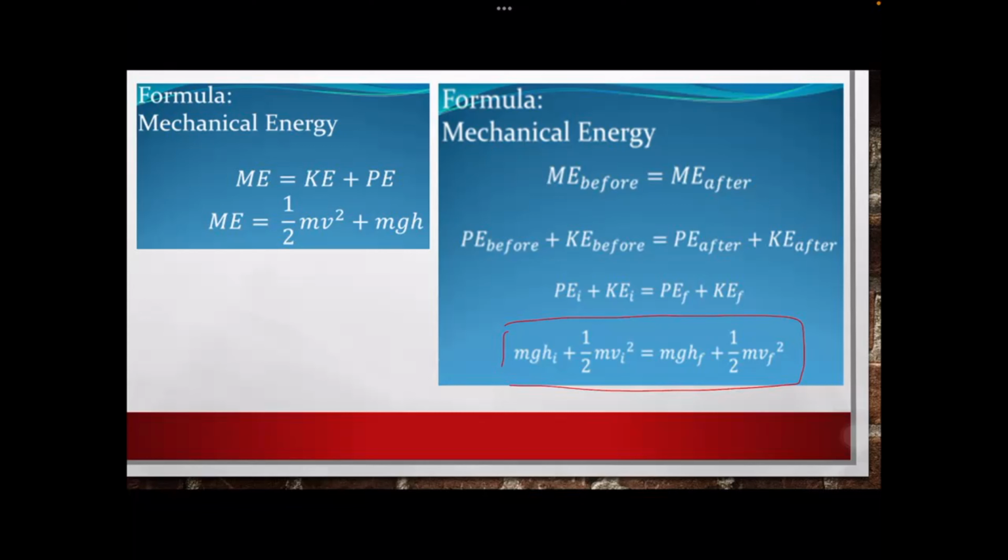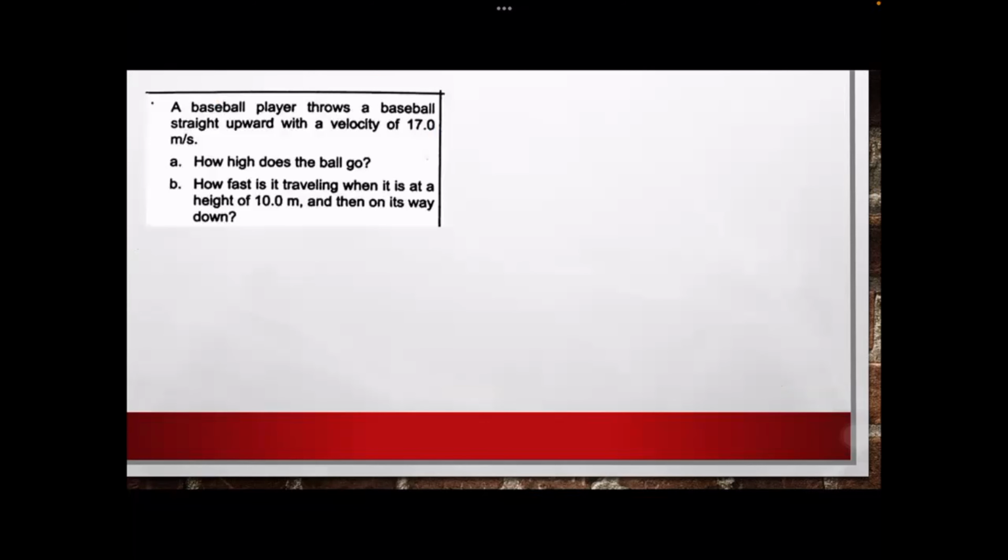Now, in this formula, kung wala yung given sa problem, then we have to eliminate the variable. Not really the formula. We have to eliminate the variable kung wala sa given yung hinahanap para mapabilis lang yung pag-solve. So, yun po. Example natin dito, a baseball player throws a baseball straight upward with a velocity of 17 meter per second. The question is, how high does the ball go?